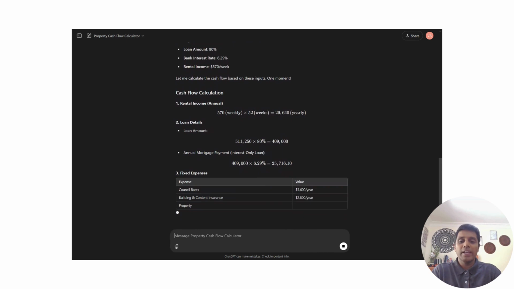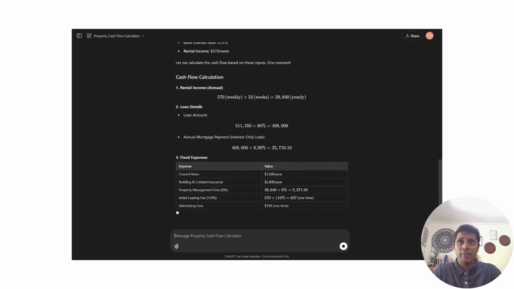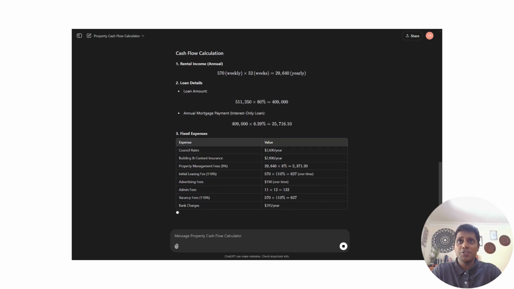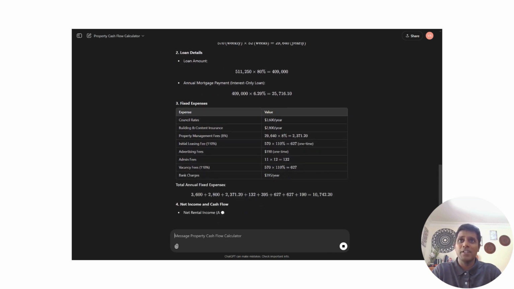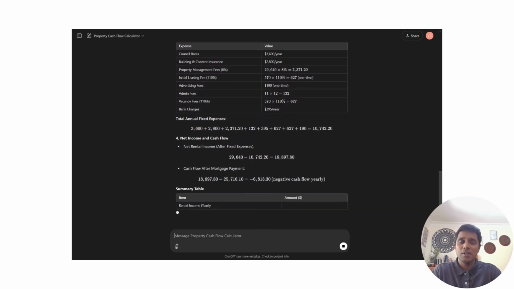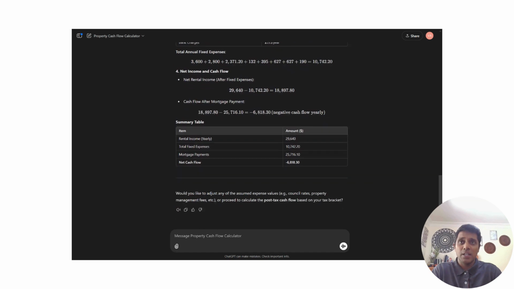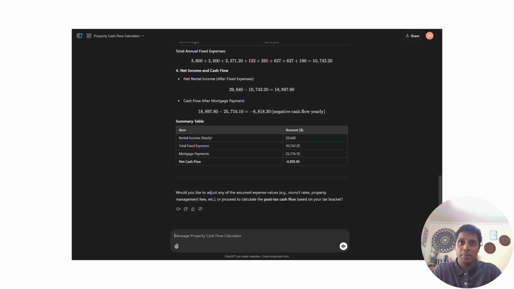And then it does all the calculations based on some assumed values in terms of council rates, building and contents insurance, property management fees, initial leasing fee, admin fee, and vacancy fee. Those are the expenses, in conjunction with the mortgage repayment, which is also an expense, right? That's exactly where the calculation is performed, and from there it calculates the total income versus the total expense, and that's the summary table that you see here.